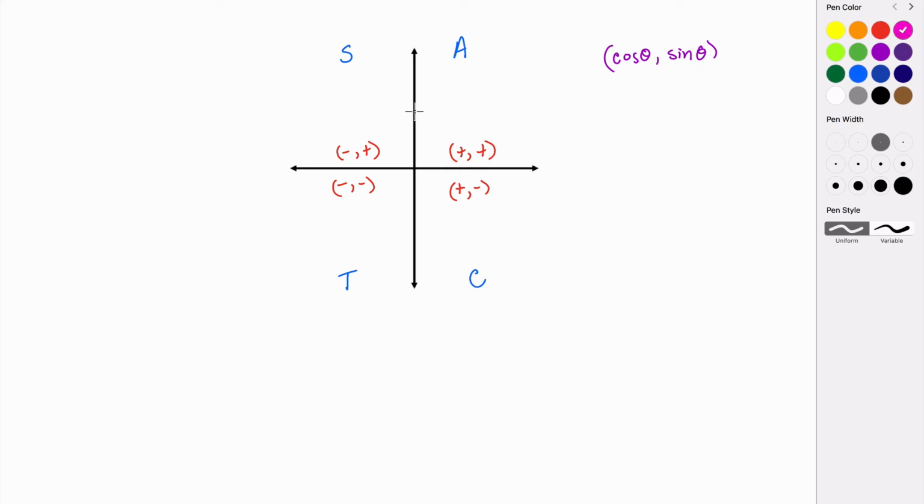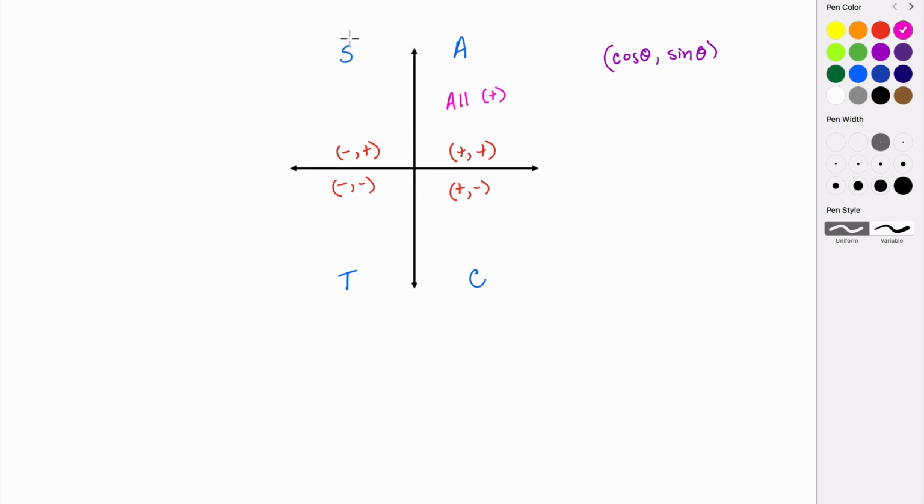Well, this tells us that in the first quadrant, all of our functions are positive. The cosine's positive, the sine's positive. The tangent, which is the quotient of sine over cosine, when you divide a positive by a positive, you get a positive, and then all of their reciprocals. So all of our functions are positive in the first quadrant.